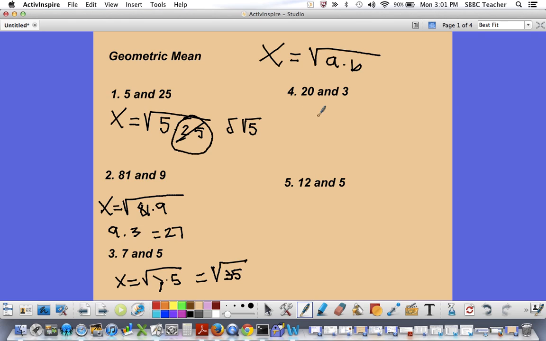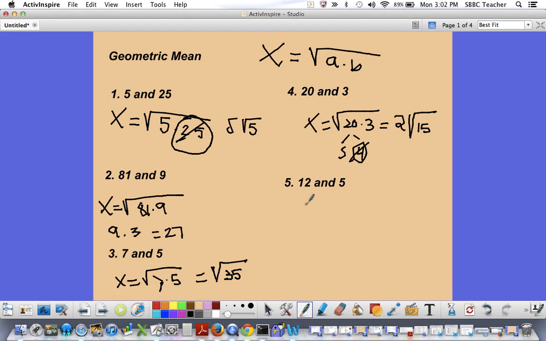For 20 and 3, do x equals the square root of 20 times 3. And you get 20 breaks down to 5 and 4. 4 is a perfect square, so a 2 comes out of the radical. A 5 and a 3 stayed inside, so you multiply those together and you get 15. So 2 square root of 15 is the geometric mean of 20 and 3.